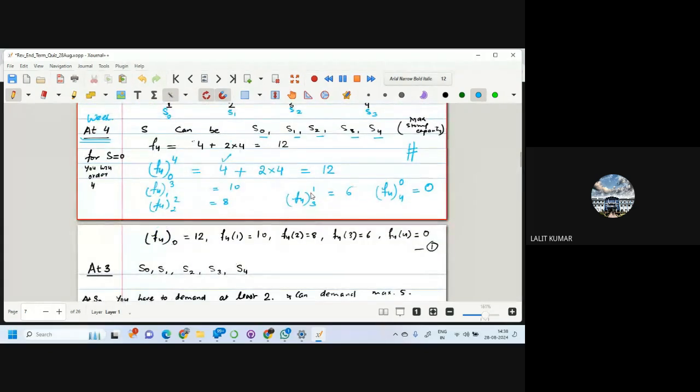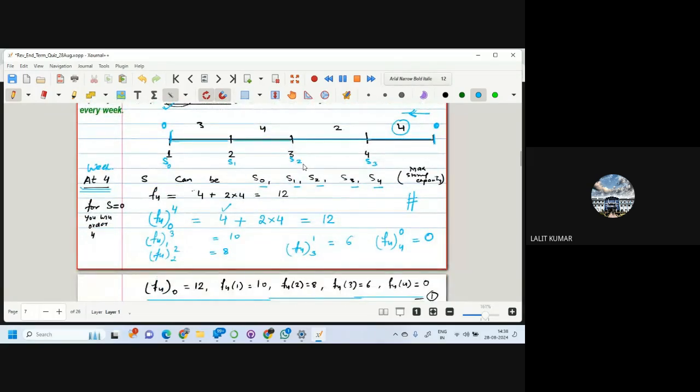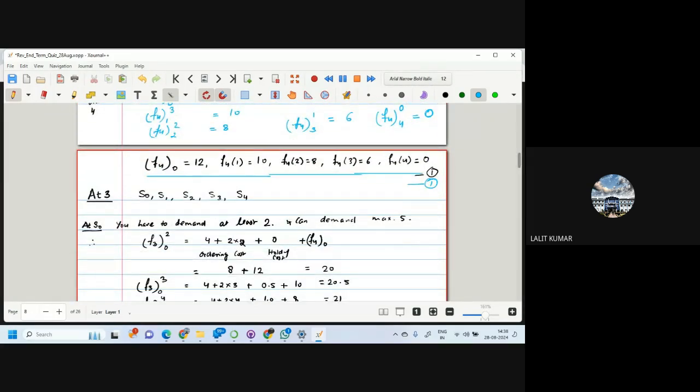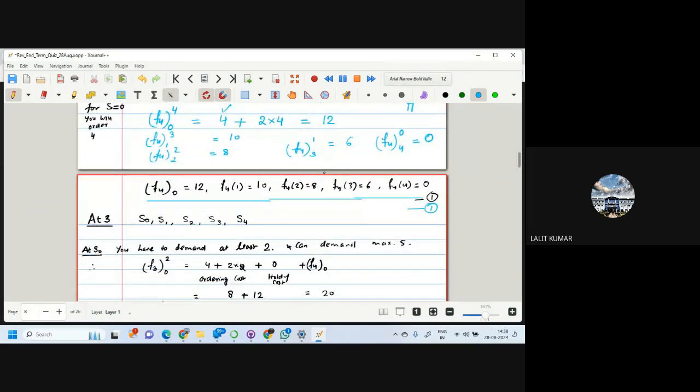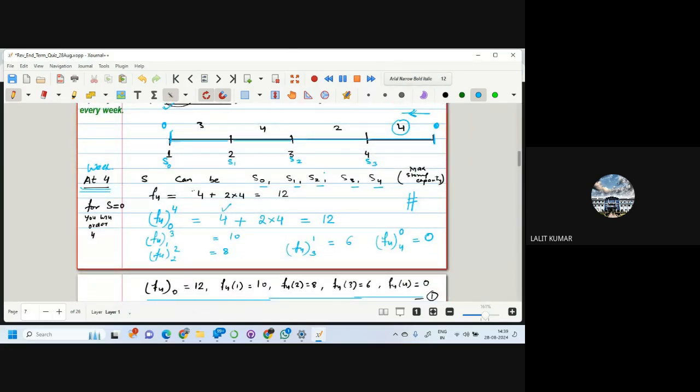So now we write these values here: F40, F41, F42, F43, and F44. This is the first step. Now we go to the state S2, sorry, this is S3 or S4 at 3. Now again the state can be S0, S1, S2, S3, and S4. And what is his demand? His demand is 2. And he can carry maximum how much? 4.